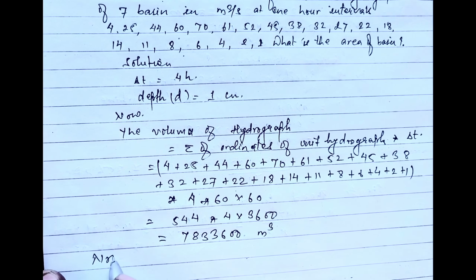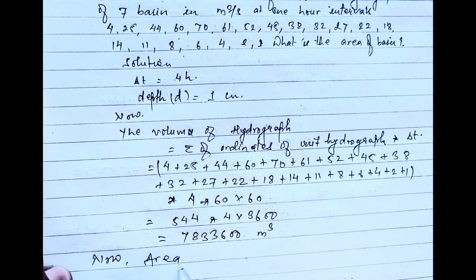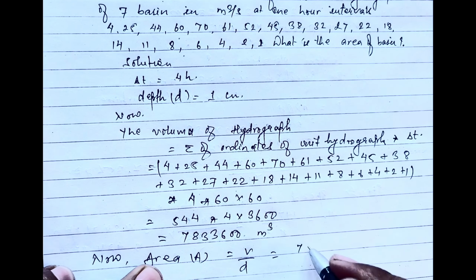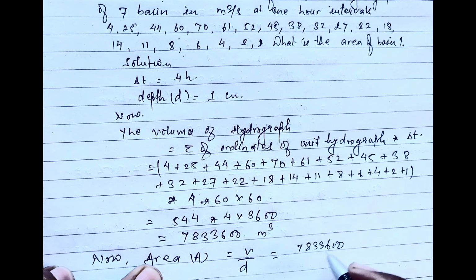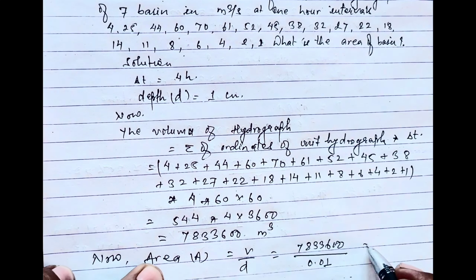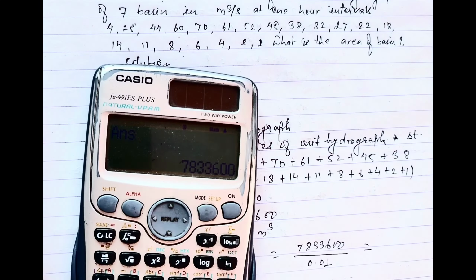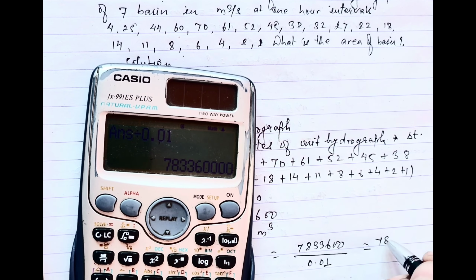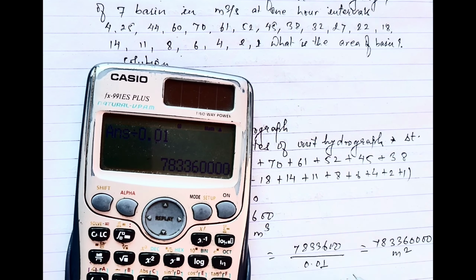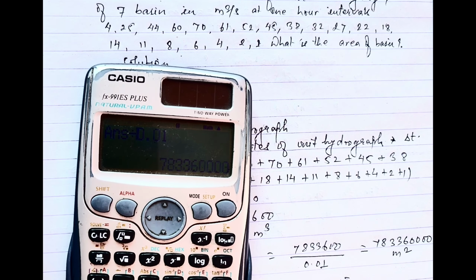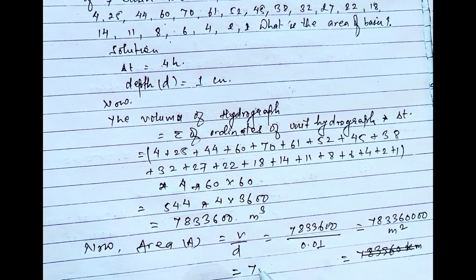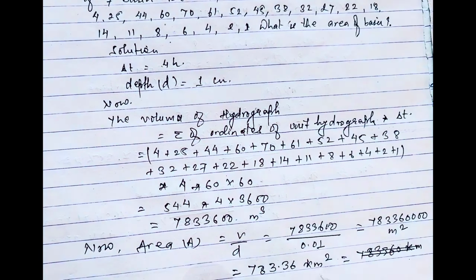Now area A equals volume by depth, which equals 7833600 divided by the depth, 1 cm, which is 0.01 meter. Converting this into kilometer, it equals 783.36 kilometer square, which is the final answer.